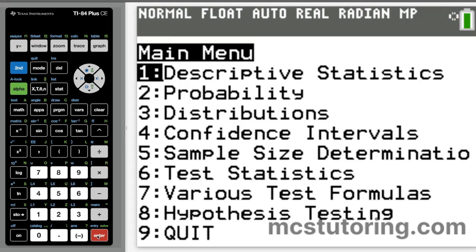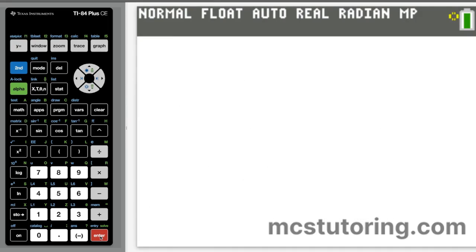Hello and welcome. This is the main menu of the STATEQ1 program. We're going to take a deep dive here. So let's go to descriptive statistics.